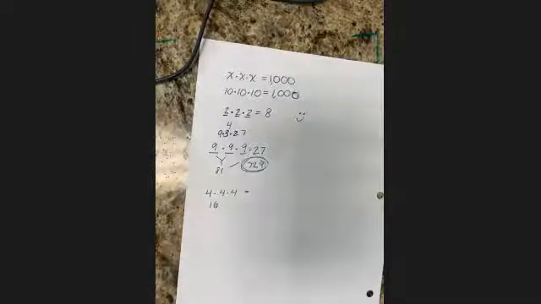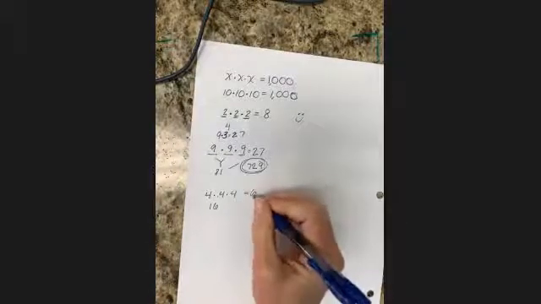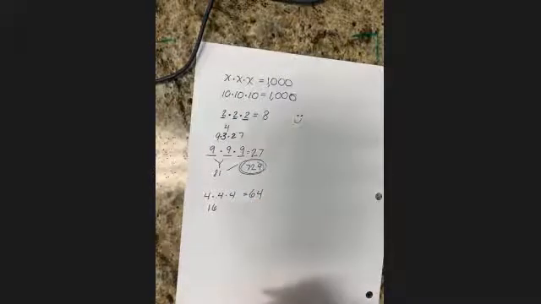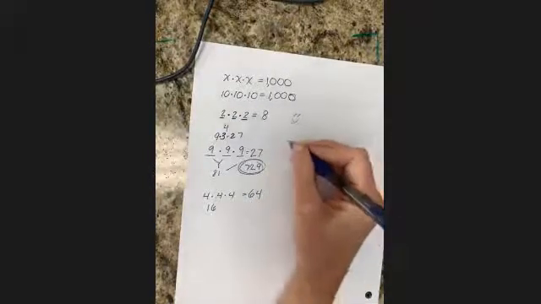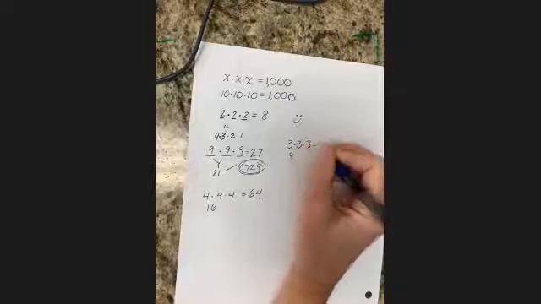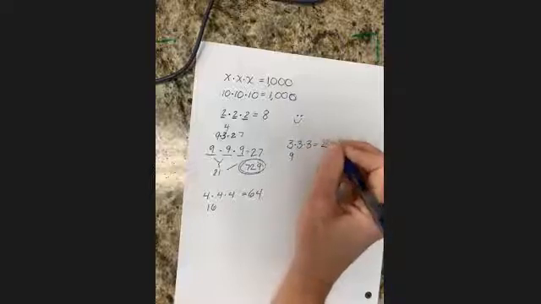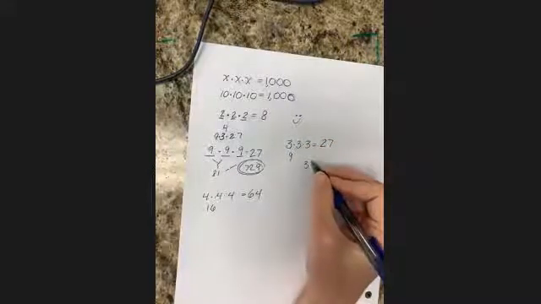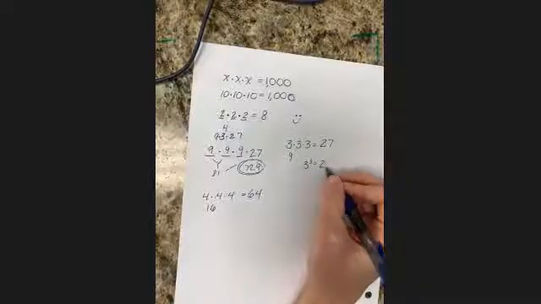16 times 4 is, I don't know, 64. So even 4 is too big. So let's try 3. 3 times 3 times 3 equals, well, we have 3 times 3 is 9, and 9 times 3 is 27. So 3 cubed equals 27.